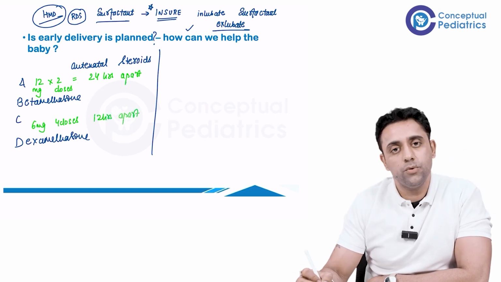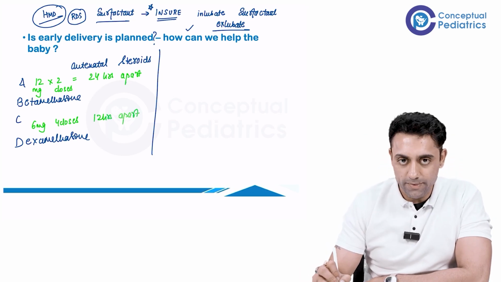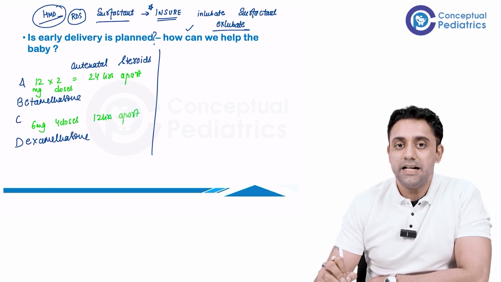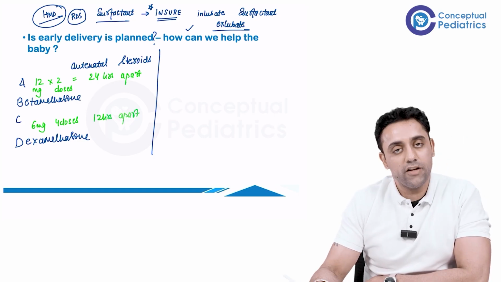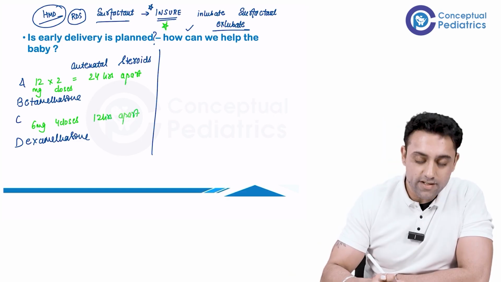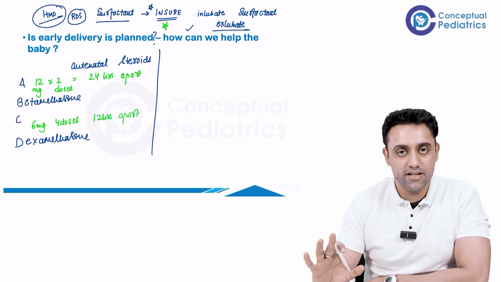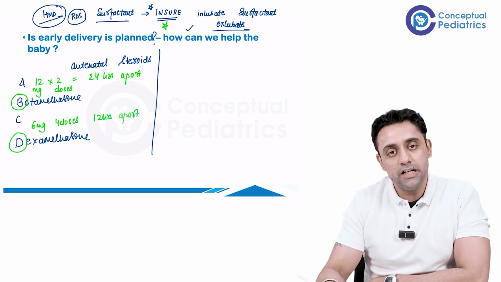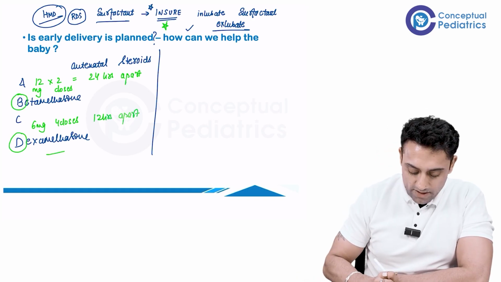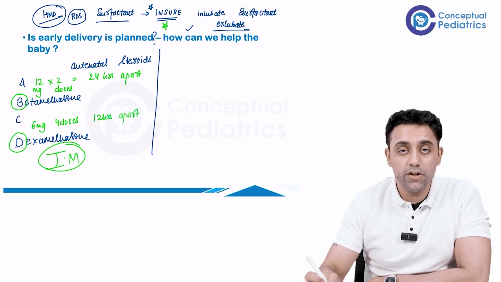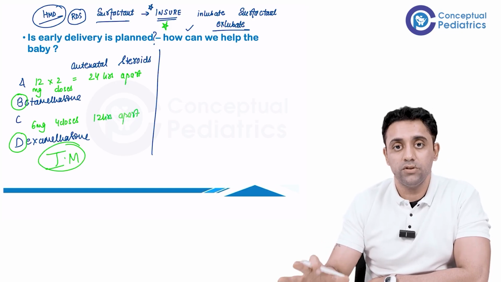So 12 mg, 2 doses, 24 hours apart for betamethasone, and 6 mg, 4 doses, 12 hours apart for dexamethasone. This is the mnemonic we must appreciate. And once the baby is out, we are giving surfactant to the baby. Achha, how are betamethasone and dexamethasone given? They are given intramuscular to the mother, IM to the mother.